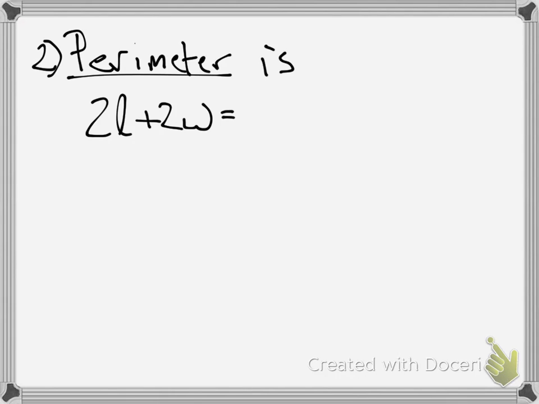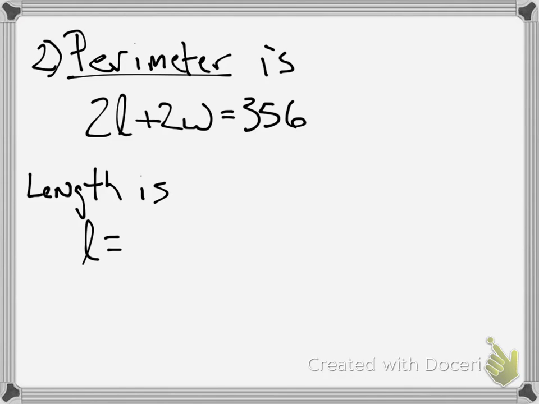Now, what else is that going to tell you? Okay, well, it says the perimeter is equal to 356. So I'll set equal to 356. That'll be your first statement. The next statement starts off saying length is, which means L equals. And then you just kind of pay attention. Like in this one, it says 7 more than twice the width.